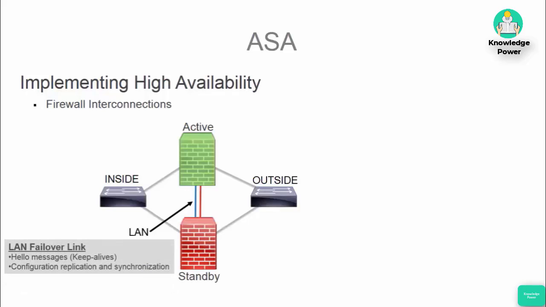This interface is used for hello messages between the firewalls so that both firewalls know the status of their peer. It's also used for configuration, replication, and synchronization, so if a configuration change is made on the active firewall, it can use this interface to replicate that change to the standby firewall. In addition to the LAN failover link, you can optionally have a state failover link.